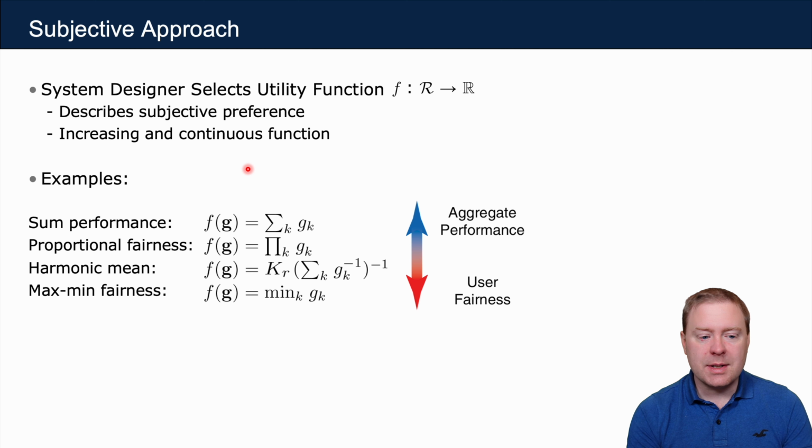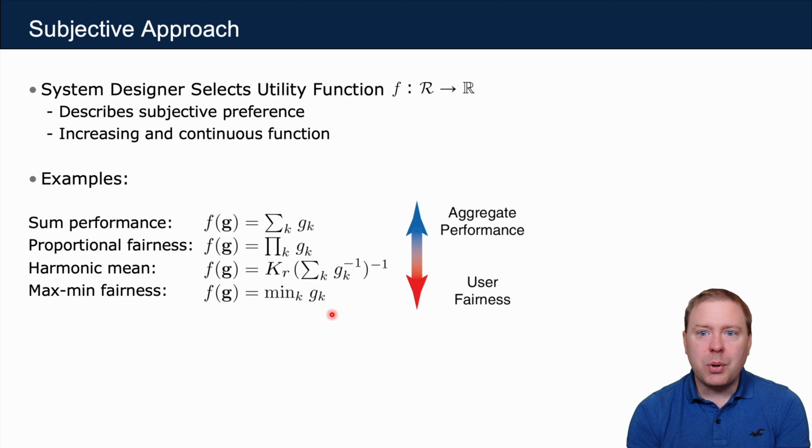And some examples of this might be that we take the sum performance, so we just sum up the performance of different users. We can have some kind of proportional fairness, where we multiply together the performance of different users. We can also view this as the geometric mean, so we take the K-th root of this, and you will have the actual geometric mean. We can have the harmonic mean, looking like this, or we can have some kind of max-min fairness where the important thing is that we are maximizing the minimum performance of all the different users.